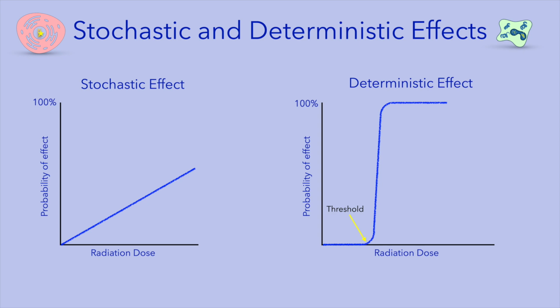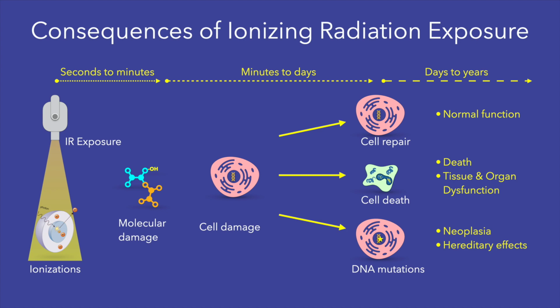So, the distinction between stochastic and deterministic effects is particularly relevant for radiation safety. By keeping our doses below the threshold, we can completely eliminate the risk of any deterministic effects. And by keeping our doses as low as possible, we can minimize the likelihood of stochastic effects. Next, let's consider the temporal sequence of these events. Note that the ionization and the initial molecular damage occurs within seconds to minutes. Importantly, note that the outcome of this damage can manifest in a few days or in many years.